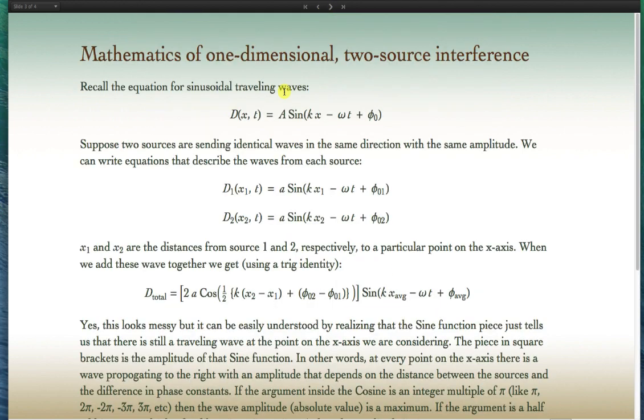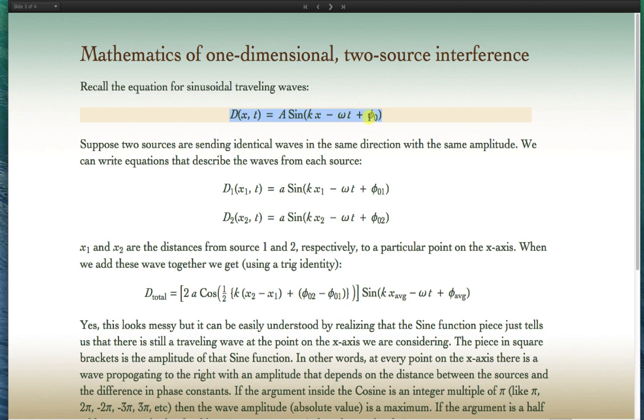So if we look at the standard equation for sinusoidal waves, the displacement of the medium is an amplitude times sine of kx minus omega t plus a phase constant. k again is 2 pi over the wavelength, and omega is 2 pi times the frequency.